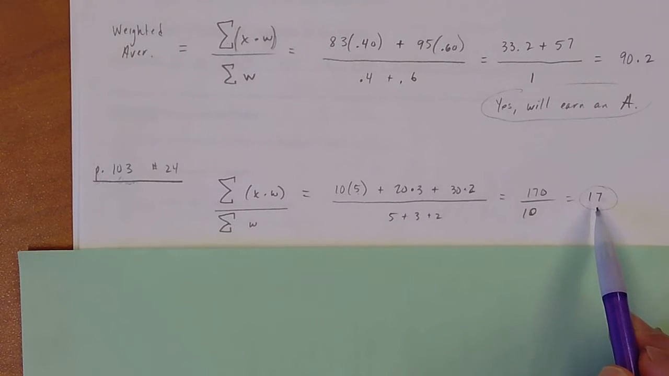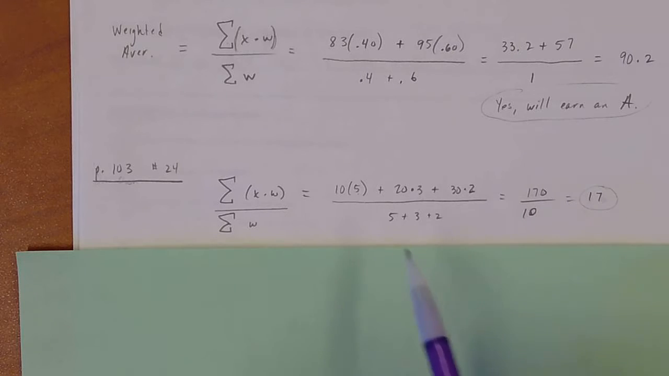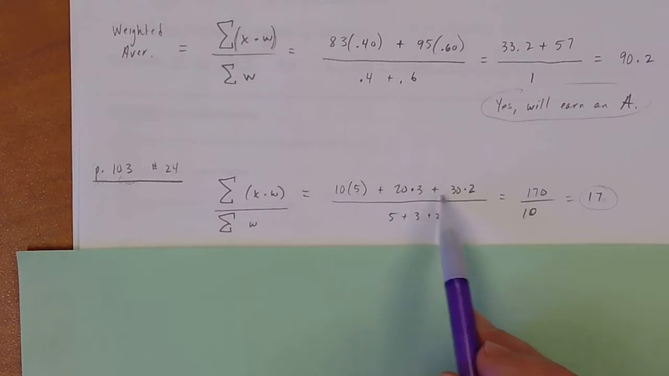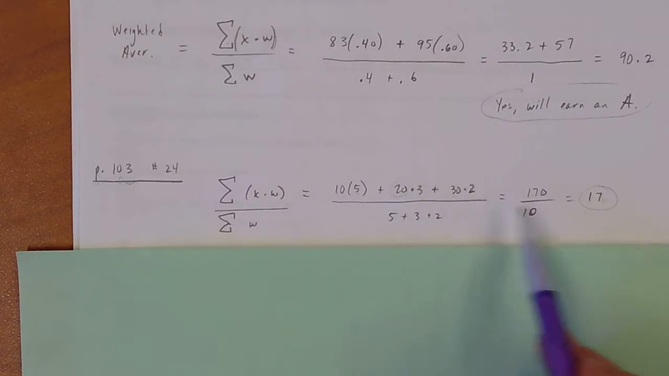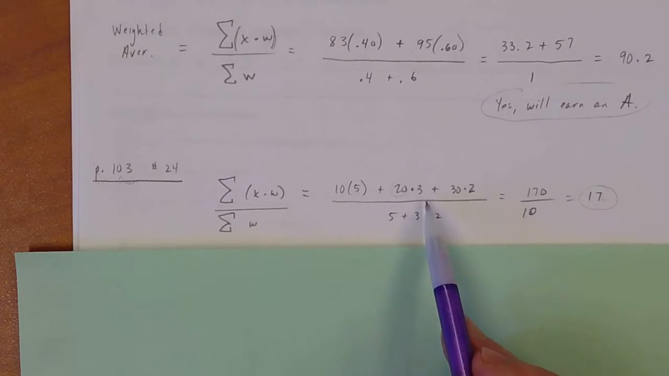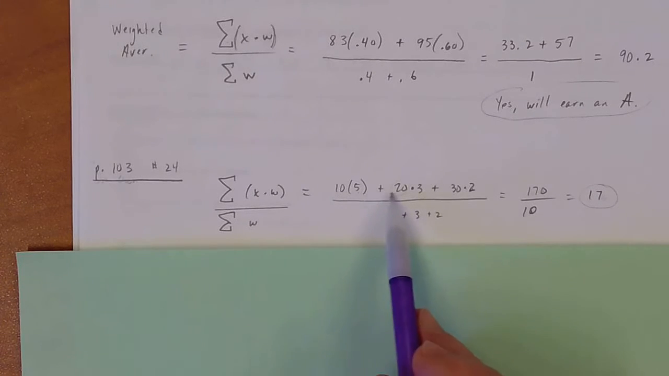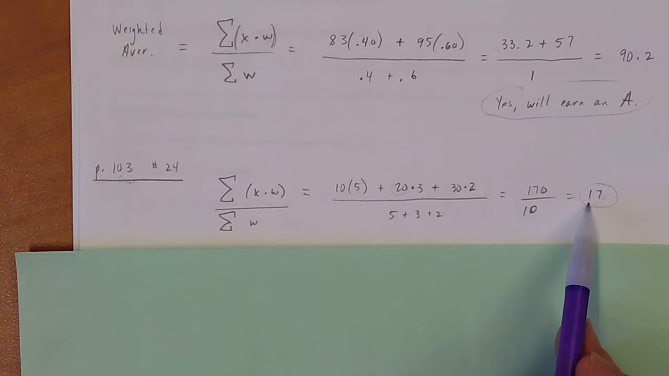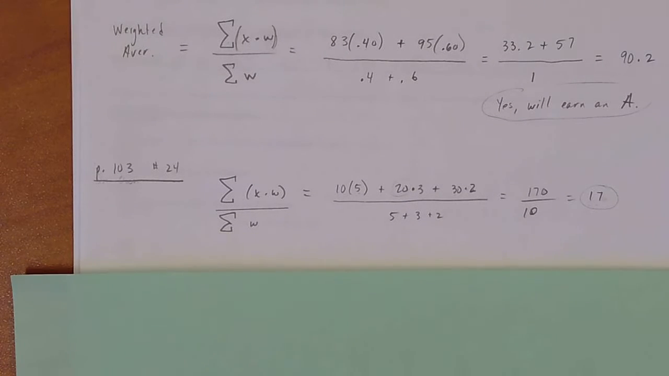Okay, so there's 17. So initially, if they had equal weights, 10, 20, and 30, we would expect the average to be right in between, 20. But since this number was weighted more than the others, it makes sense that it's below 20, at 17. Okay?